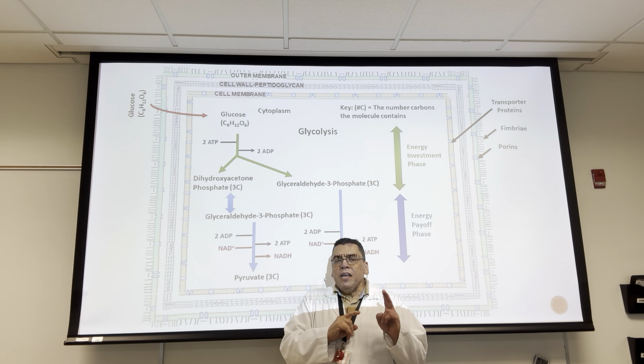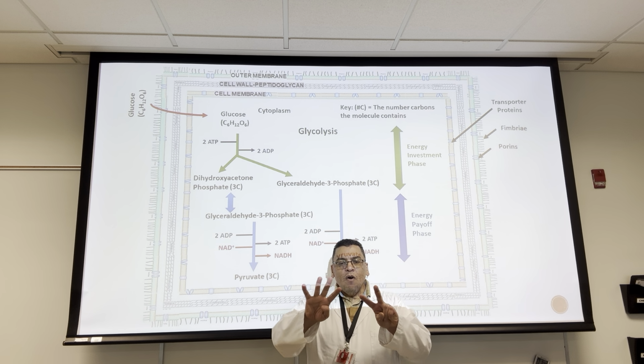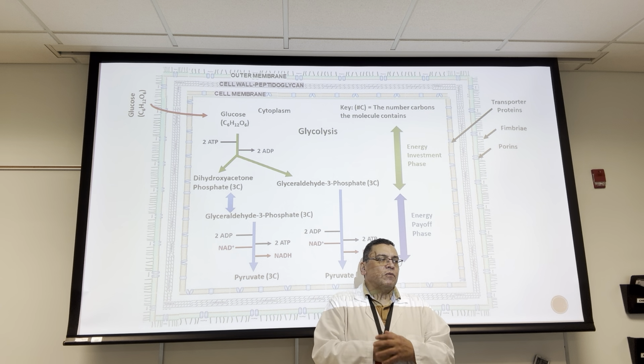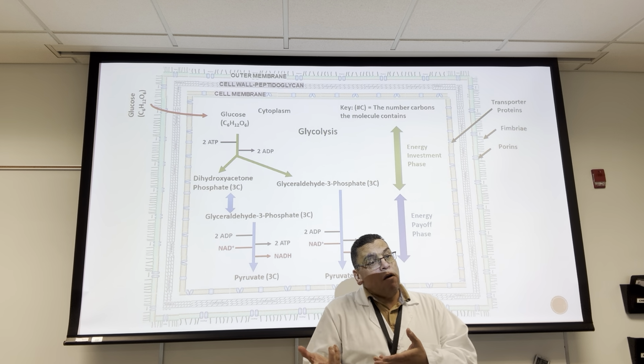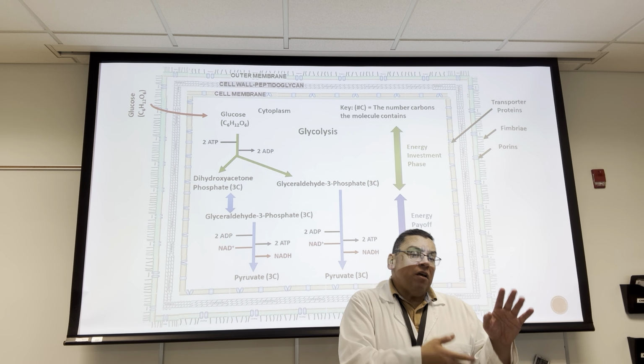But hang on. I was already in the hole for 2 ATPs, am I right? And I made 4 ATPs. What's the net gain? 2. The net gain is 2. I make 4, but I use 2. Now what do I have to show for it? 2.